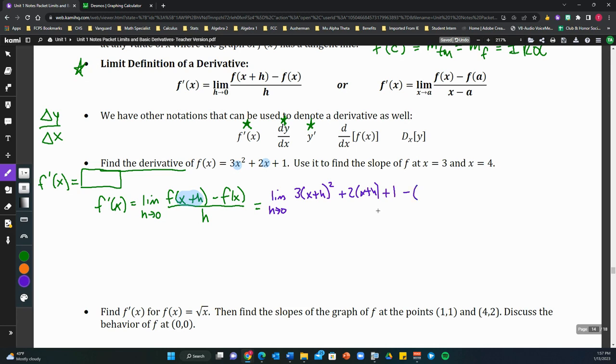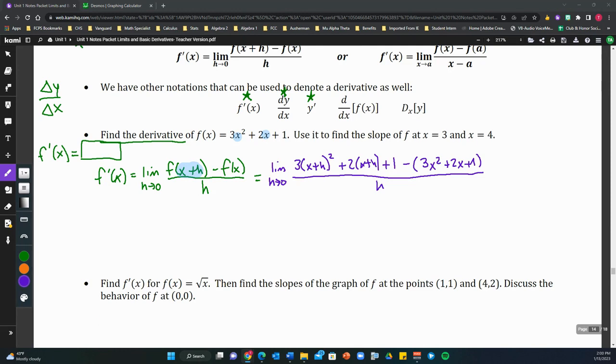Then I'm going to subtract from it the value of f of x. Well, f of x is the original function. So 3x squared plus 2x plus 1. Anytime that your original function is more than one term, make sure that you have parentheses around it so that you remember to distribute that negative inside to everything.